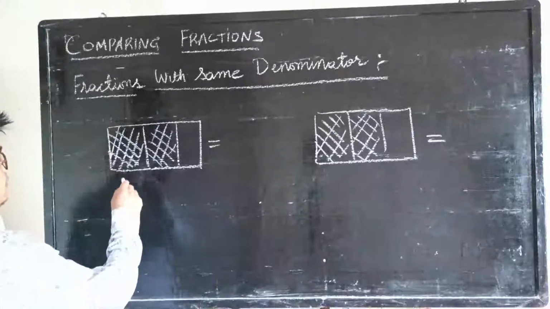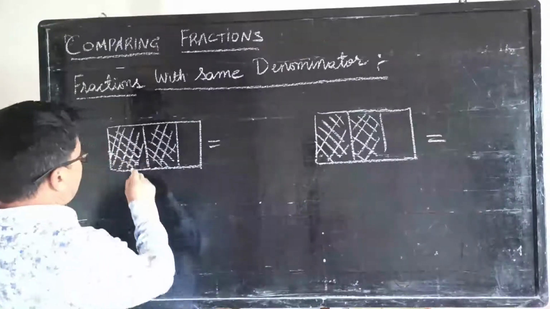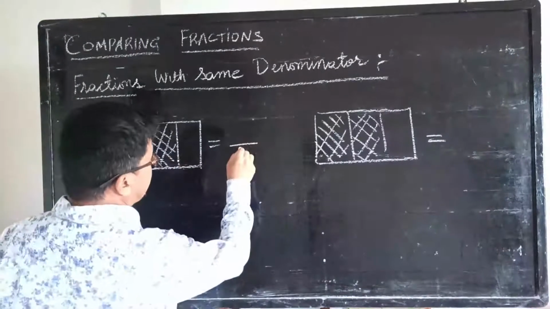Now here are two figures. Now look, 1, 2, 3 parts are there. Altogether, how many parts are there? 3 parts.